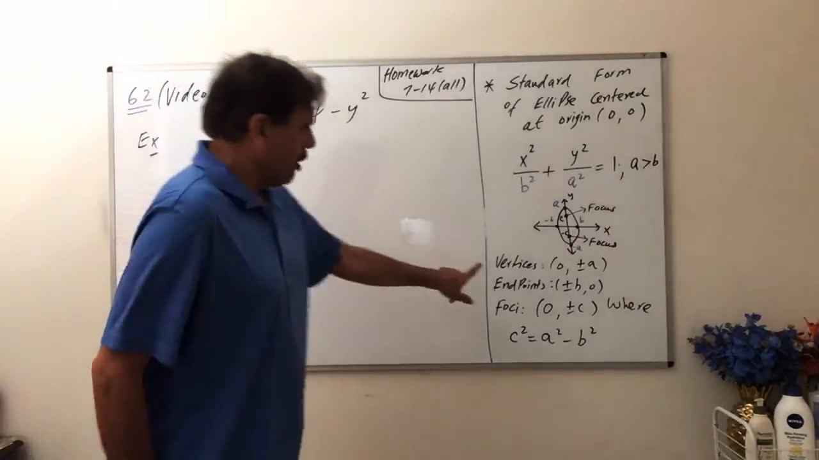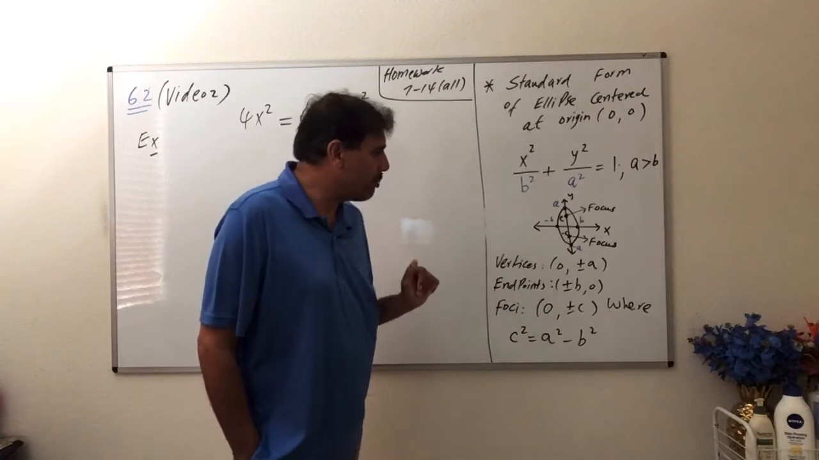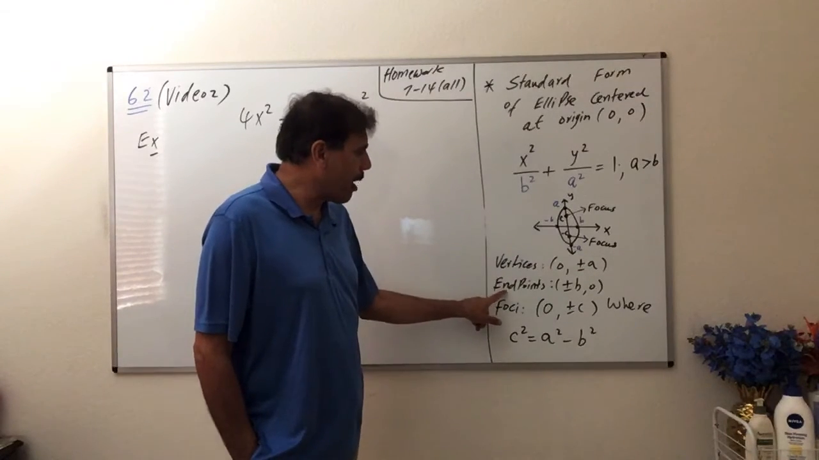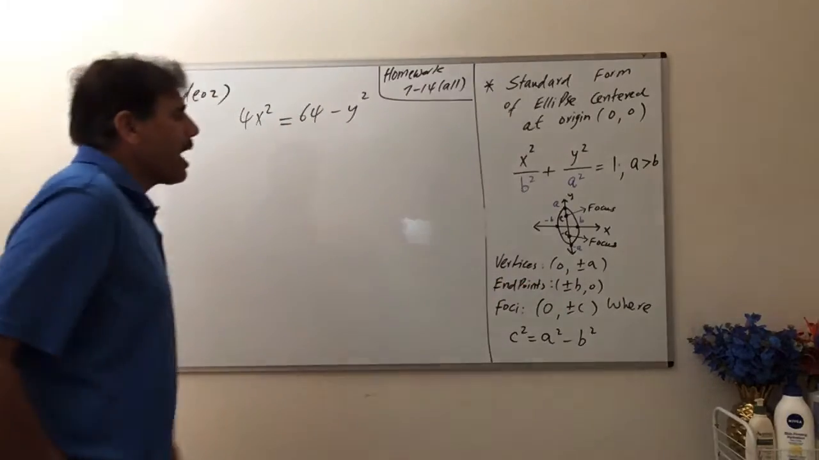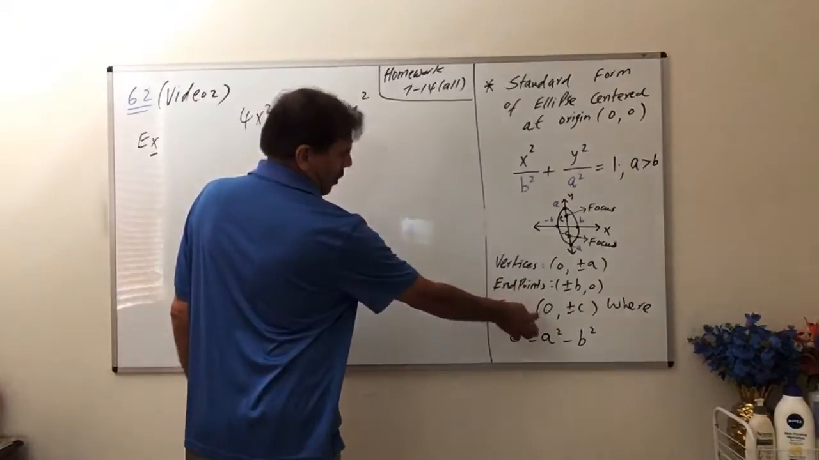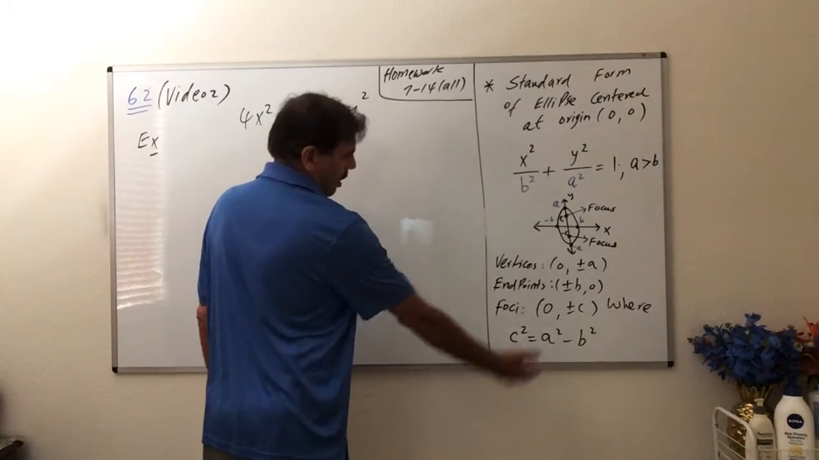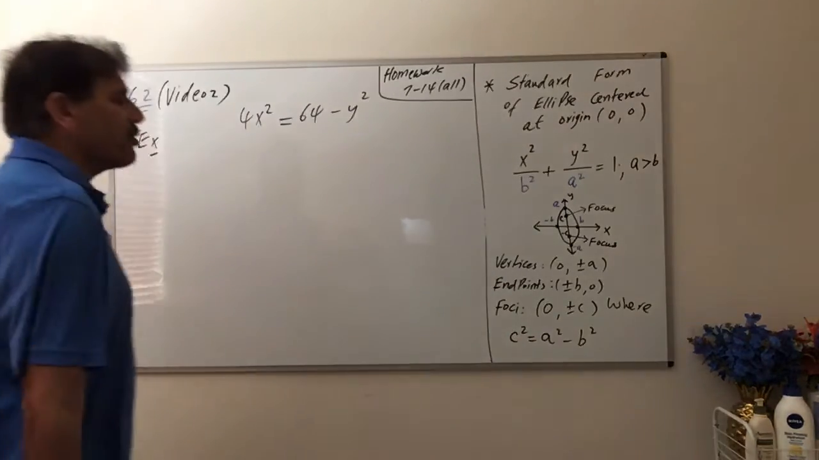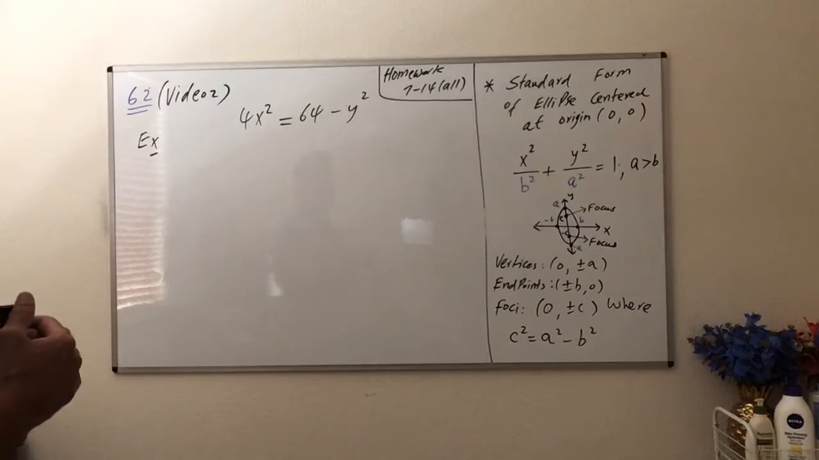So then your major axis is now the y axis, and the minor is going to be the x axis. So in this case your vertices are going to be 0 comma plus minus a, and the endpoints of the minor axis are plus minus b comma 0, and your foci are now on the y-axis, 0 comma plus minus c. We're still going to find the focus the same way: c squared equals a squared minus b squared, because a is greater than b.